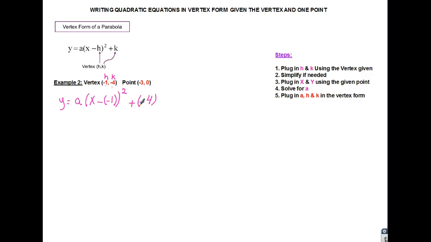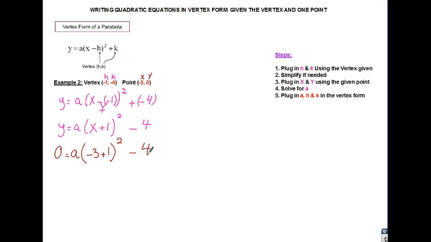Let's simplify. y equals a times x. Now, negative negative makes a plus. So (x plus 1) all squared, minus 4. Now, let me take my point. Here's my x value. Here's my y value. So y is 0. x is -3. So 0 equals a times (-3 plus 1) all squared, minus 4.